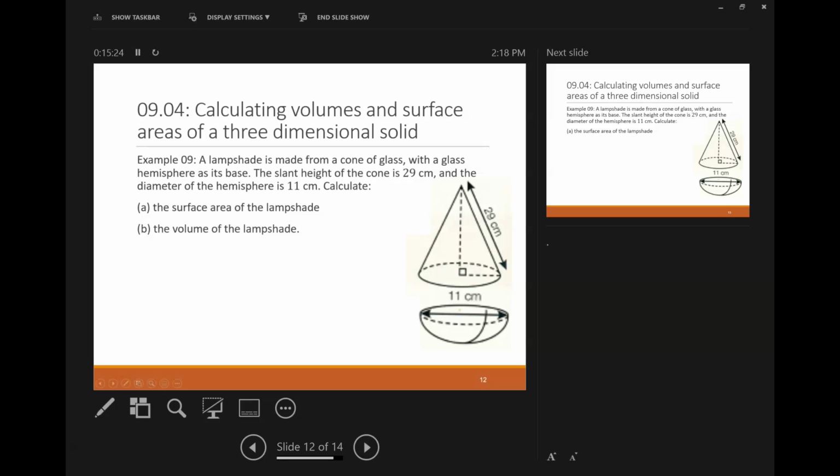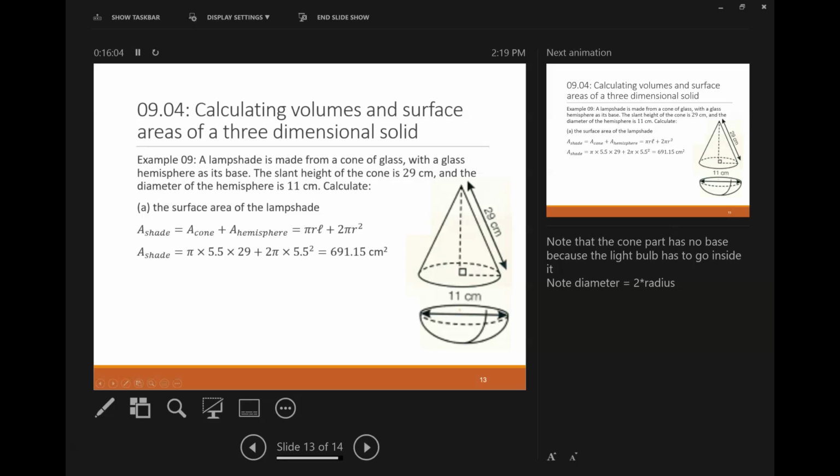All right. A lampshade is made from a cone of glass with a glass hemisphere as its base. The slant height of the cone is 29 centimeters and the diameter of the hemisphere is 11 centimeters. Calculate the surface area of the lampshade. So if I want the surface area of the lampshade, is that going to include the base of this cone? No. Is it going to include the base of this hemisphere? No, because the lampshade is this cone on top of this hemisphere, right? So neither one of those two things are surfaces. Everybody agree with that? Okay.